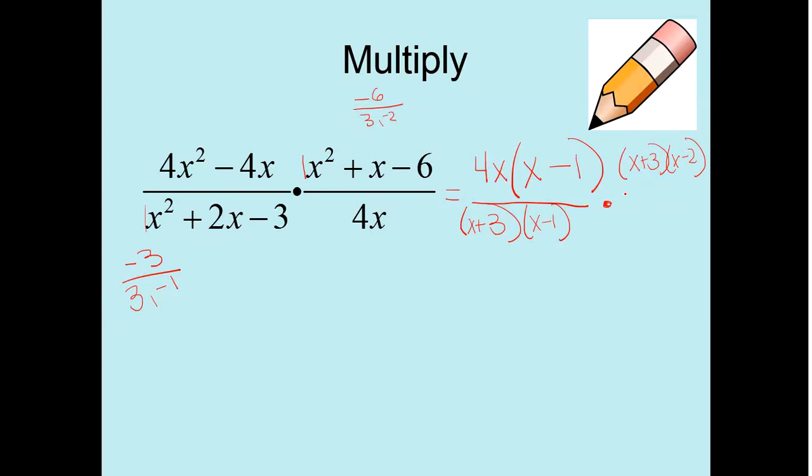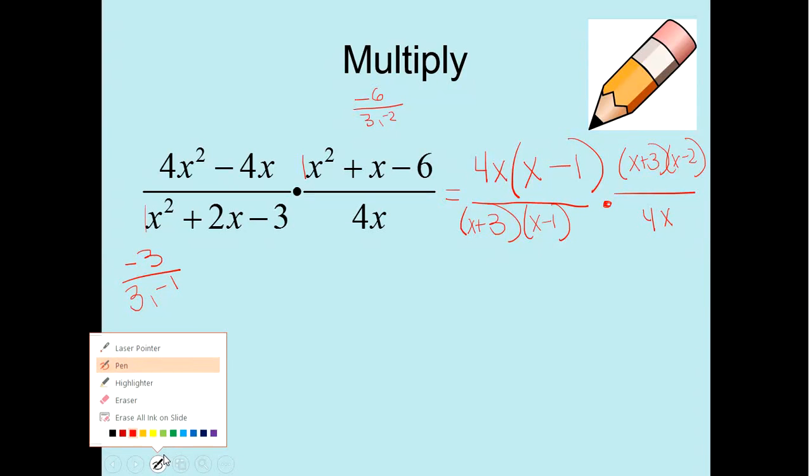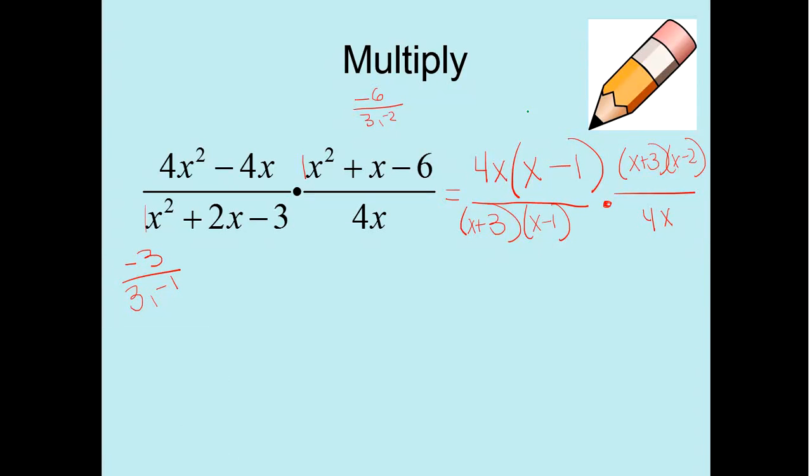And then 4x looks like he's just going to hang out on the bottom because nobody can go into 4x. Let's see if we can cancel some stuff. Well, I noticed I got 4x and 4x on the bottom and the top, so those guys can cancel. I have an x minus 1 on top, and I have an x minus 1 on bottom. Those guys can cancel. And then I have an x plus 3 and an x plus 3 diagonal to one another. So let's cross him off and him off.